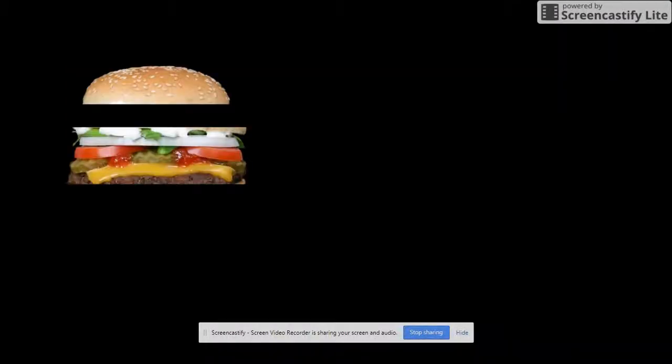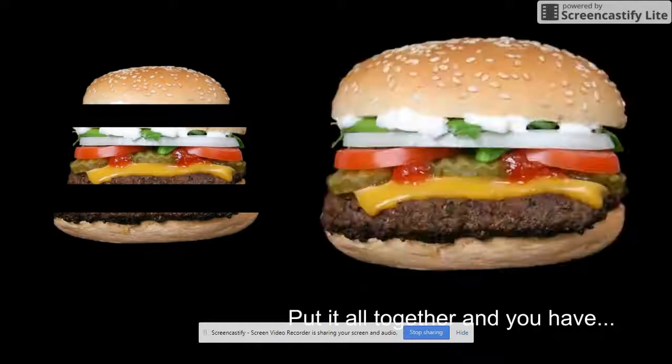So in conclusion, we have our different parts of a burger, but when you put it all together, you have a nice, juicy, meaty burger that your readers are just dying to eat.